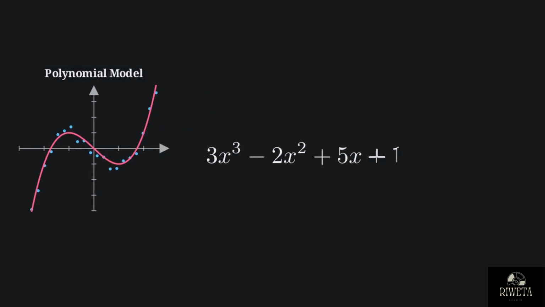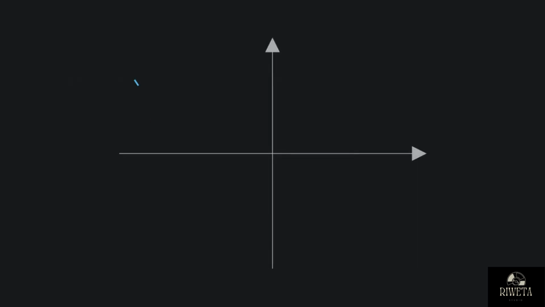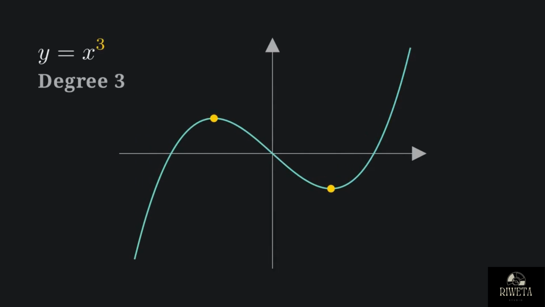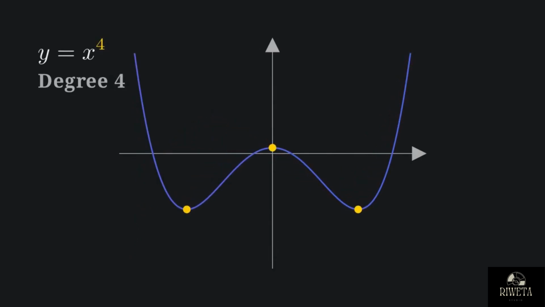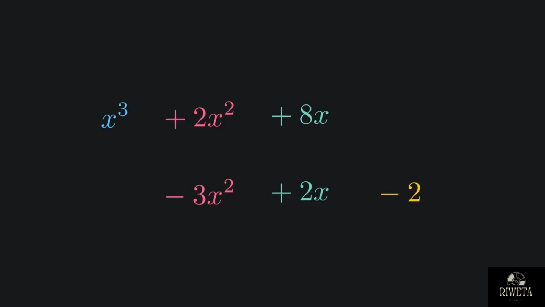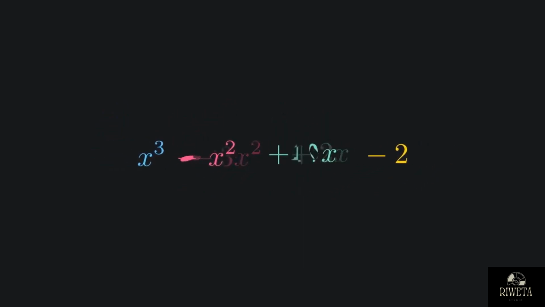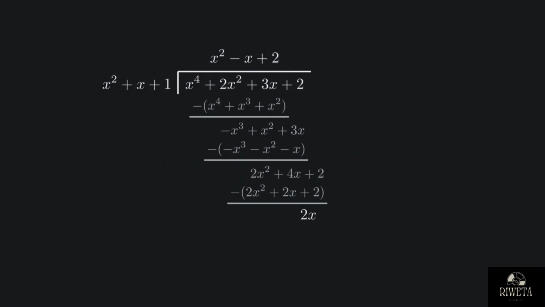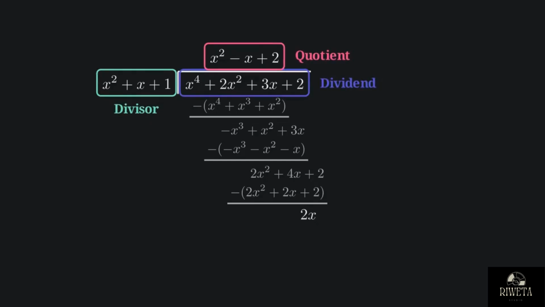These are algebraic expressions consisting of addition, subtraction, multiplication, and variables with natural exponents. We classify polynomials by their degree, the highest exponent in the expression. As the degree increases from 2 to 3 or 4, the function gains the mathematical capacity to change direction multiple times. We perform operations on these equations by distributing and combining terms that share the same degree. Polynomials can also be divided using long division. This structure breaks the expression into a divisor, a dividend, a quotient, and a remainder.